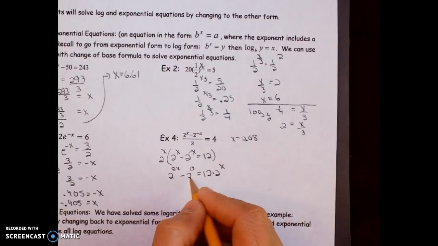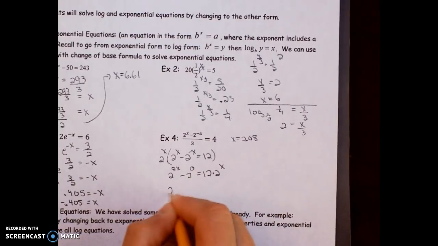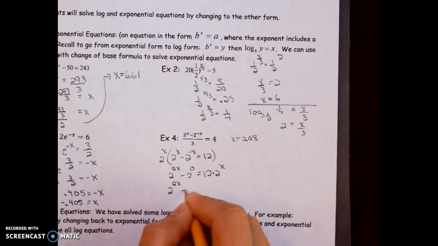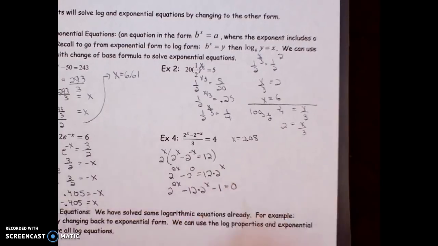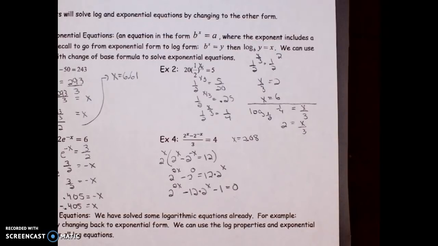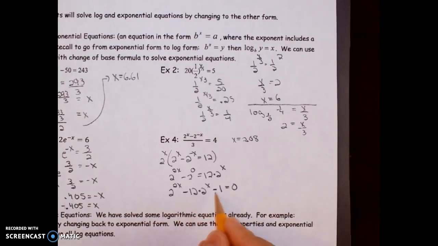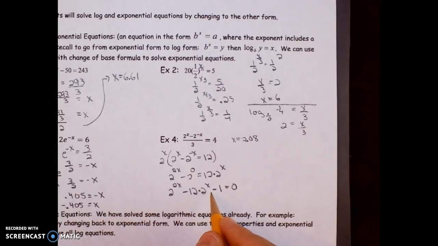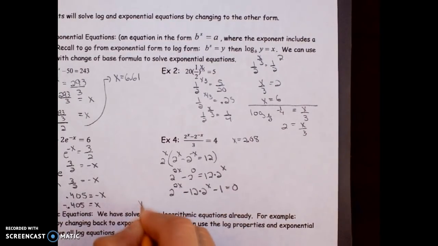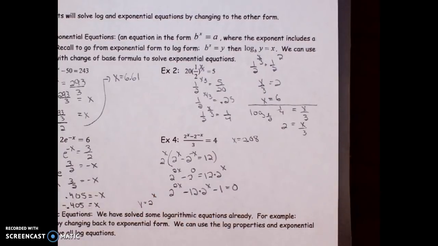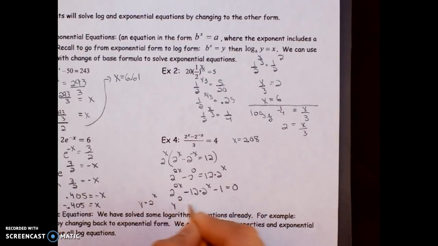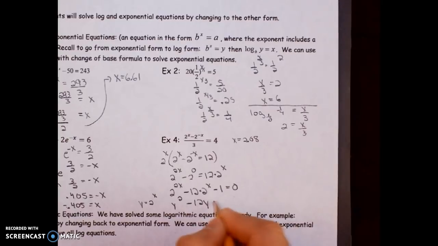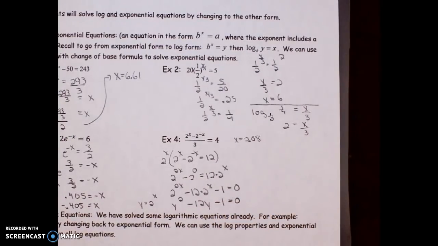So this simplifies to 1, and I'm going to bring this term over here. I've got 2 to the 2x minus 12 times 2 to the x, and this becomes a 1. Now, believe it or not, in here I actually have a hidden quadratic. I'm going to let y be equal to 2 to the x power. That means this I can rewrite as y squared, this I can rewrite as 12y, and then I've got a 1 over here. Again, do the best you can, we'll work on it some more.